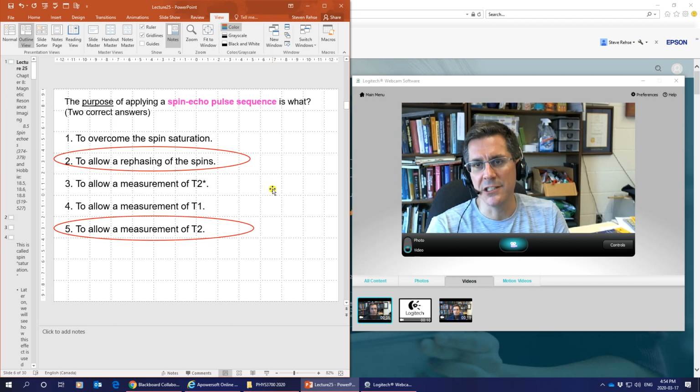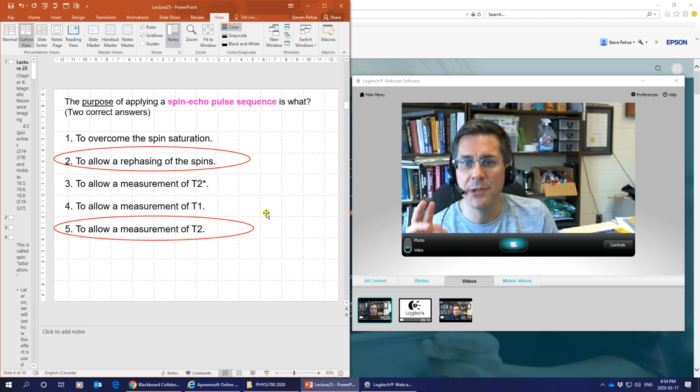The reason you're doing that is that allows you to actually measure T2. T1 is going to be easier because it's going to be this magnetization coming back. But if you want to know T2, you have to know how they're dephasing with each other just due to the spin-spin lattice interaction. So the point of the spin echo is it allows you to overcome the T2 star dephasing by rephasing them, which then allows you to measure T2.